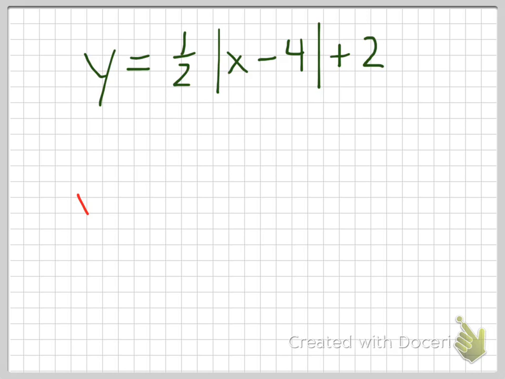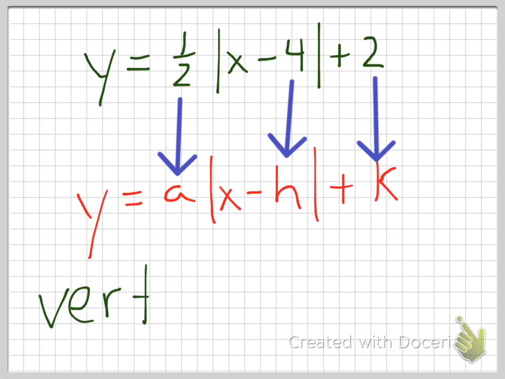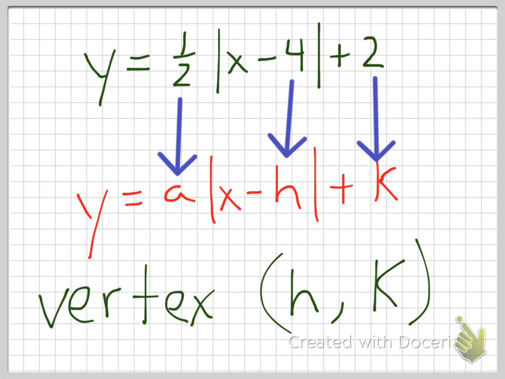Well, the best thing to do is just remember from class that we looked at this generic form for an absolute value function and called it vertex form. That's because these three letters indicate where the vertex is. The vertex is at (h, k). And we'll talk about what a does in a minute here, but for now, just remember, if h and k are 4 and 2, then the vertex is at (4, 2).